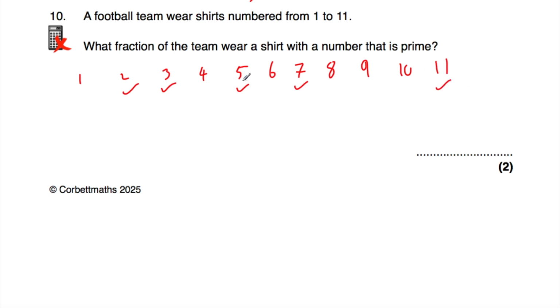So there's 1, 2, 3, 4, 5 prime numbers in that list out of the 11 numbers. And the question says, what fraction of the team wear a shirt with a number that is prime? So it's going to be 5 11ths, 5 out of the 11. So that's it. So 5 11ths of the team wear a shirt that has a prime number on it. So that's our answer, 5 11ths.